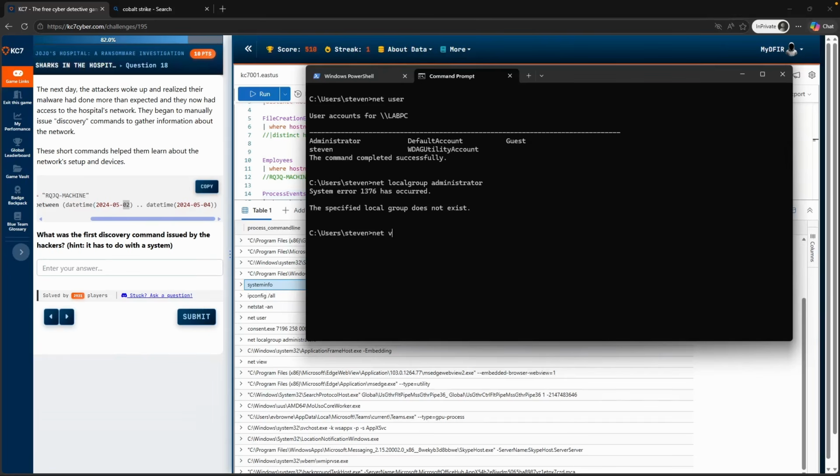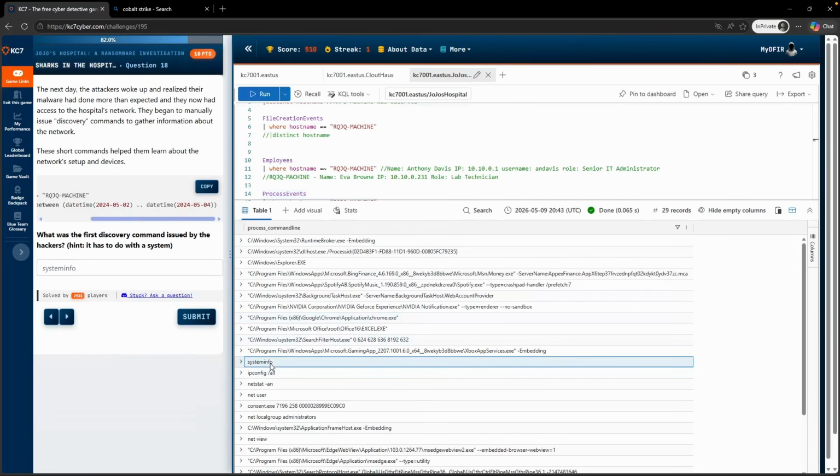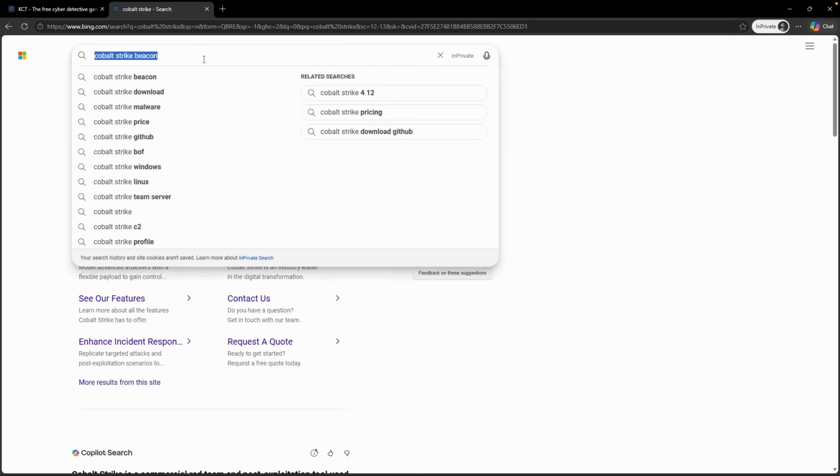Finally, we get into net view. Now what this command does is that it's going to display a list of domains and computers that are being shared. And because we don't really have anything, we do get an error here. And it says the list of servers for this work group is not currently available. But essentially, those are your discovery commands. What was the first discovery command issued by the hackers? That is going to be systeminfo, because if we follow the chain of events here, we can see systeminfo being invoked here. Now, if you want to learn more about these, I would highly recommend that you head over to the MITRE ATT&CK.